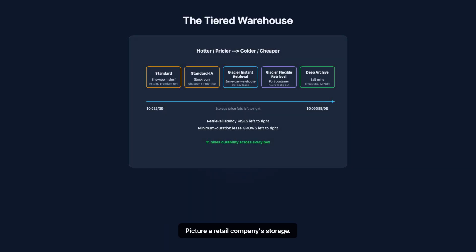Picture a retail company's storage. S3 Standard is the showroom shelf: instant access, premium rent. Standard-IA is the stockroom behind the showroom, still milliseconds away, cheaper rent, but the manager charges a fetch fee each time you go back. Glacier Instant Retrieval is the off-site warehouse with same-day courier service: cheaper rent, fast delivery, but you sign a 90-day lease. Glacier Flexible Retrieval is a shipping container at the port. They'll dig it out in a few hours.